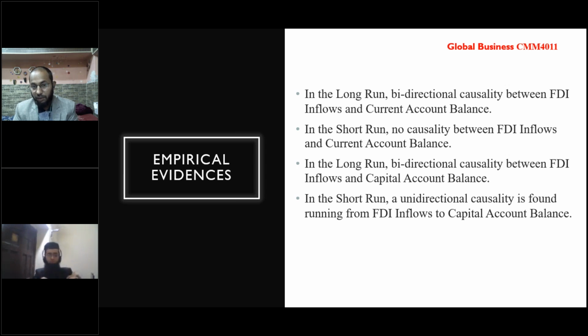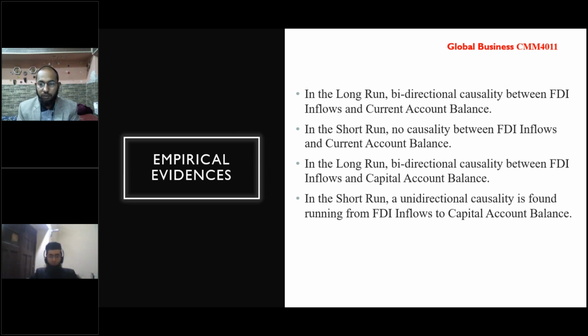Then second is that in the short run, the period in this study was identified as around 13 years in one case and 9 years in another case. So in the short run, there was no causality between FDI inflows and current account balance. It means that in a short period of time, say 10 years, FDI inflows don't significantly link with current account balance, neither does current account balance link with FDI inflows.